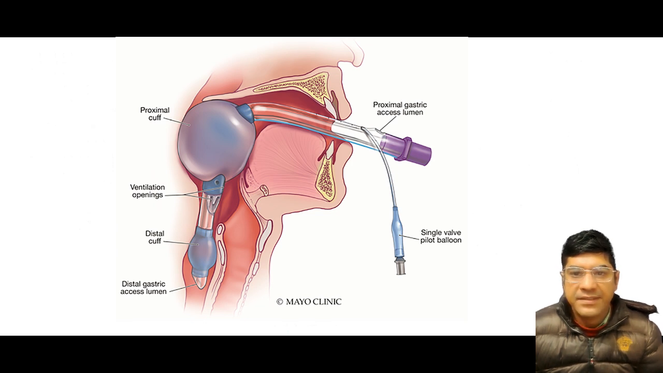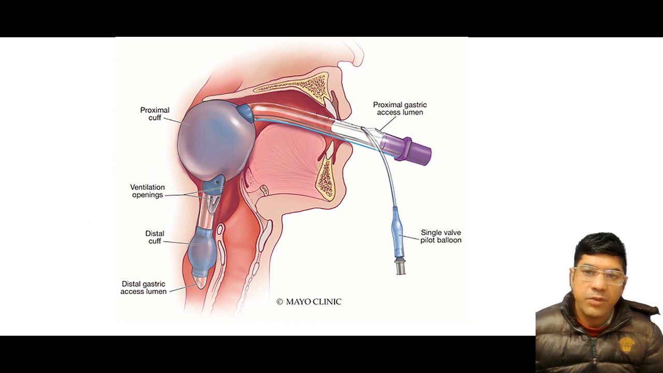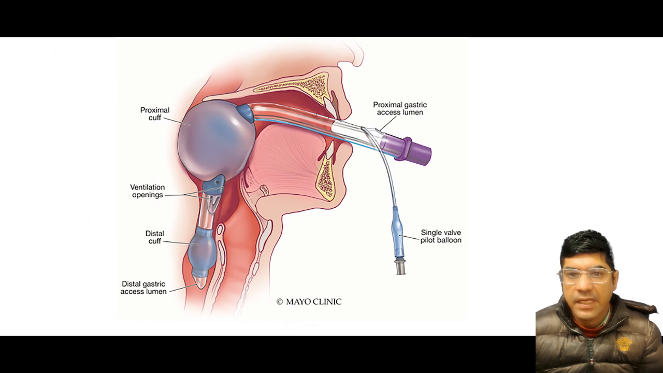Another is the King's airway. It is similar to other supraglottic devices. It is inserted blindly into the patient's airway, and it consists of an airway tube with an inflatable cuff to create a seal in the oropharynx or hypopharynx, maintaining an open airway.